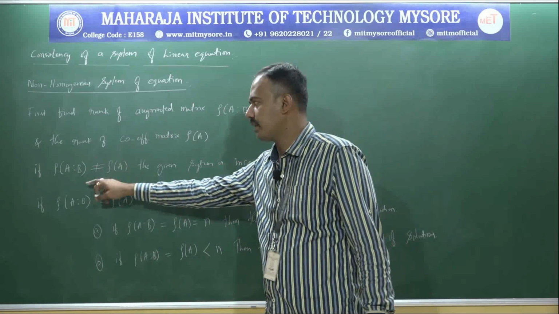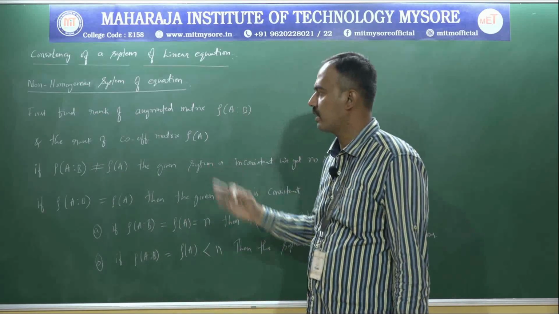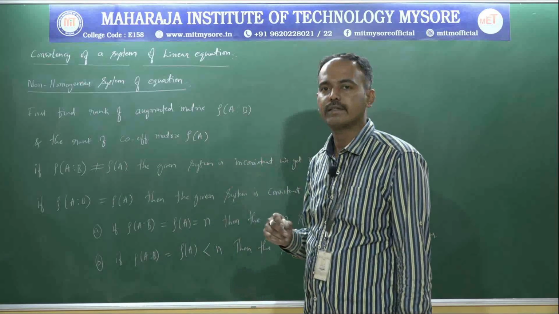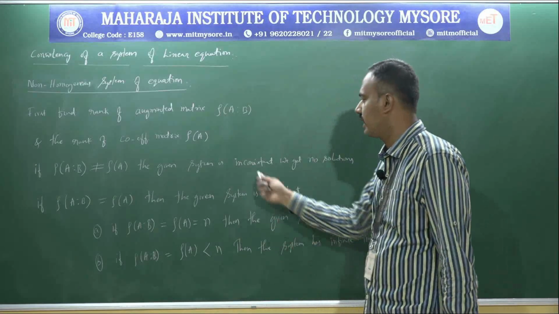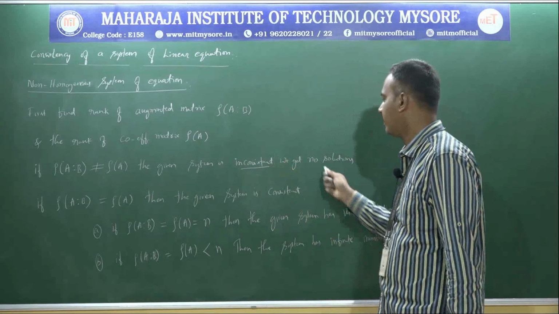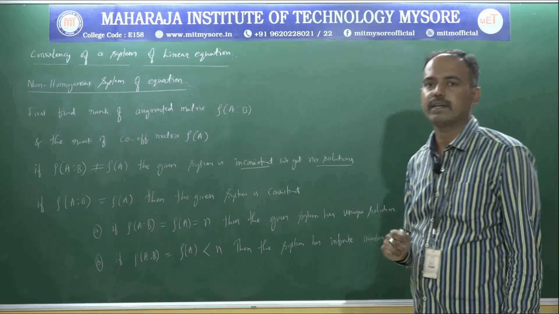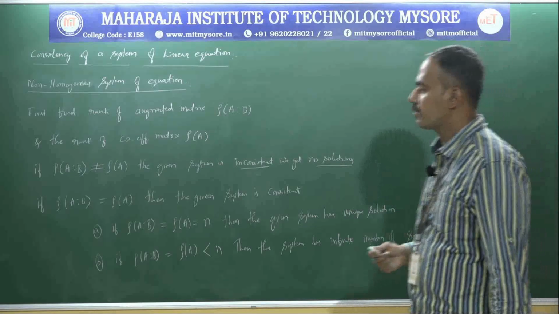Suppose the rank of the augmented matrix is not equal to the rank of the coefficient matrix. In such cases, we consider the system inconsistent, and we get no solutions. That is the important thing here. Now, what about the next one?